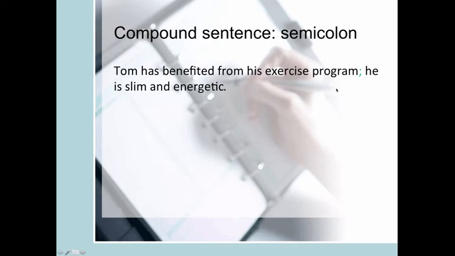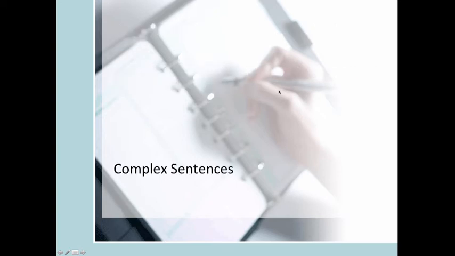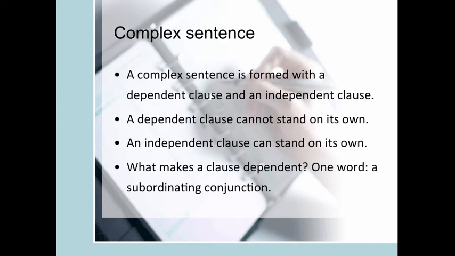They could stand alone. You could make two sentences out of these easily with just a period here and a capital letter here. But because these two ideas are closely related, you might just want to use a semicolon. And notice when you use a semicolon, if the ideas are closely related, you need no form of a conjunction here. Complex sentences. A complex sentence is formed with a dependent clause and an independent clause. A dependent clause cannot stand on its own, but an independent clause can stand on its own.